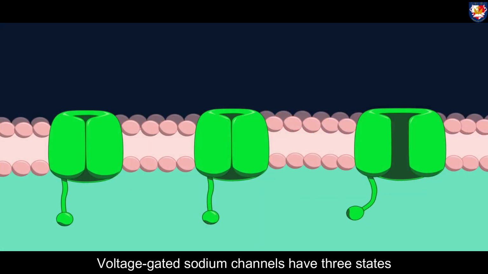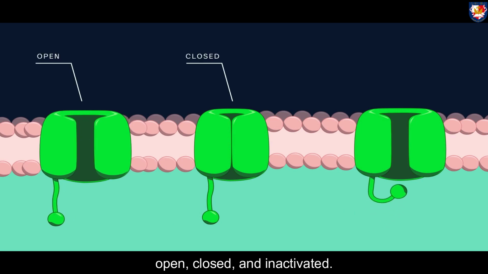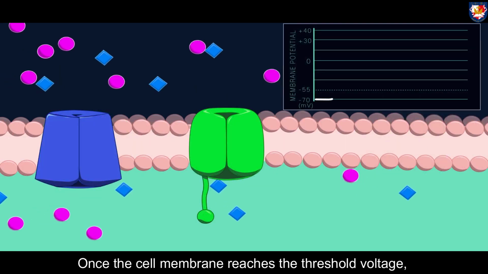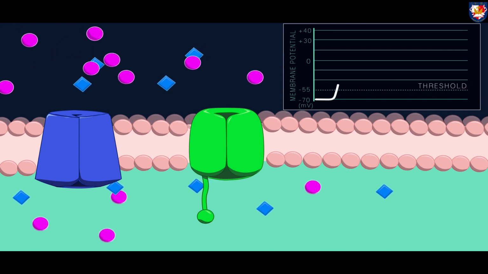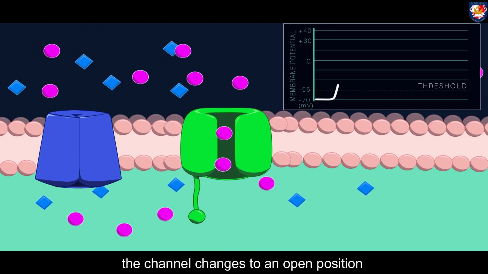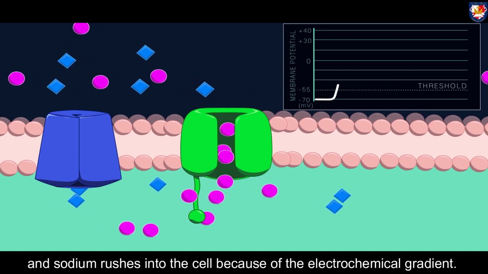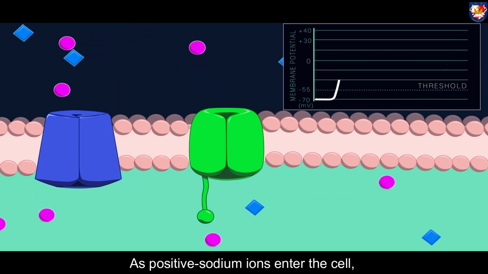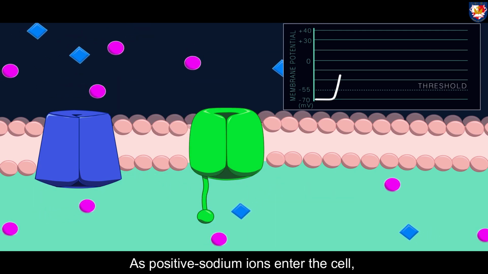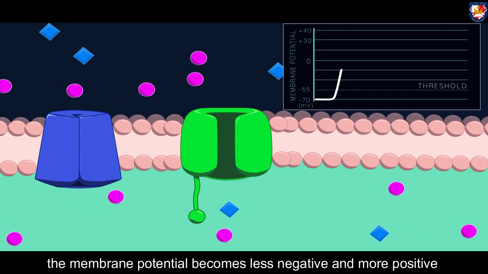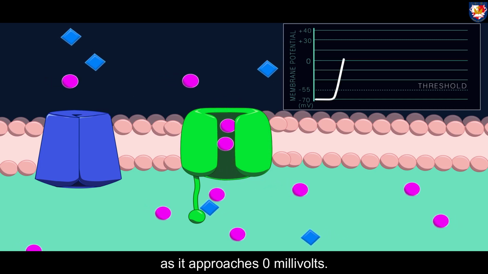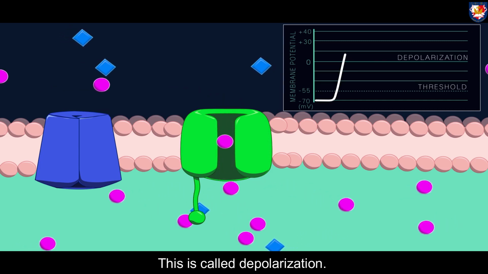Voltage-gated sodium channels have 3 states: open, closed, and inactivated. At rest, the sodium channel is closed. Once the cell membrane reaches the threshold voltage, the channel changes to an open position and sodium rushes into the cell because of the electrochemical gradient. As positive sodium ions enter the cell, the membrane potential becomes less negative and more positive as it reaches 0 millivolts. This is called depolarization.